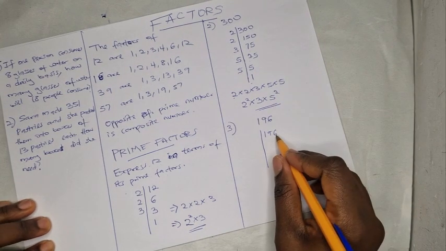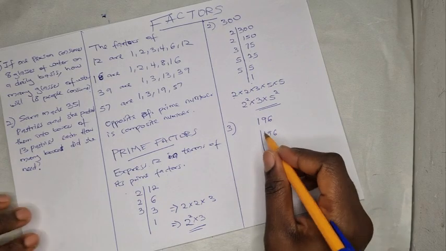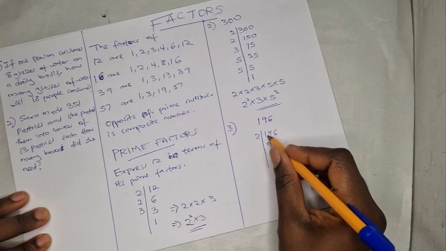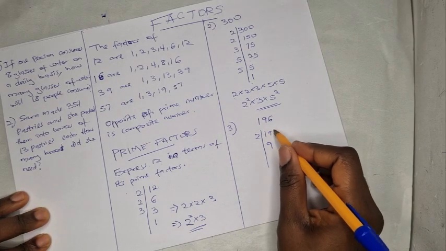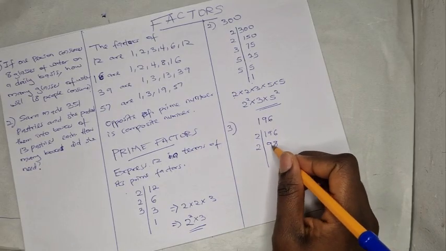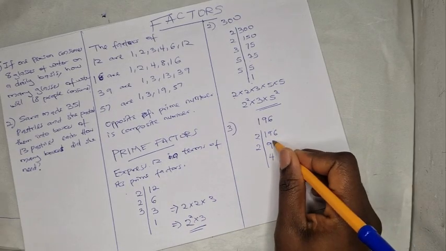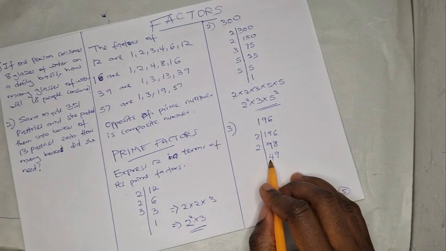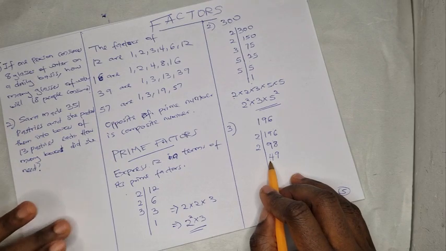So this is another example, 196. We'll start with 2, such that we would have 98. And then we use 2 again, so we would have 49. Now 2 can no longer go. 3 cannot go in 49. The next prime number would be 5. 5 cannot go in 49.